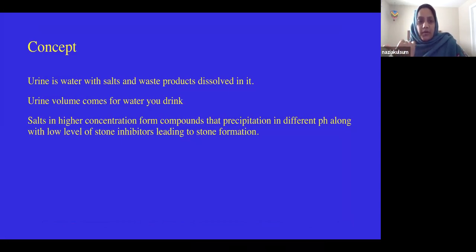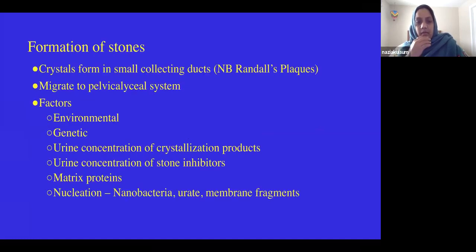So to come back, we have to remember the concept of how kidney stones form. Urine essentially is water with all the salts and waste products dissolved in it. Whenever there's an imbalance between these two things, either low urinary volume, which comes from the water you drink, or a higher concentration of salts or compounds that can precipitate and form stones, then essentially it's a perfect combination to form kidney stones. It could also be because you have lower levels of certain substances we call stone inhibitors that are naturally present in your urine, which can also lead to stone formation.